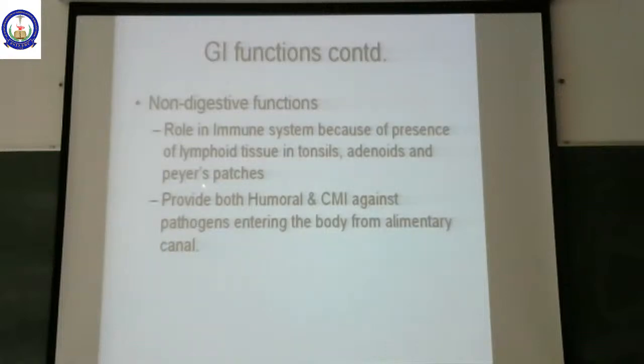This lymphoid tissue which is present in these patches in the intestine, tonsils, adenoids, will provide two types of immunity: humoral immunity and cell-mediated immunity. Humoral immunity means it is the antibody production. It will protect the body by producing specific antibodies against specific pathogens. And cell-mediated immunity means some of the lymphocytes. Okay, in the blood, in WBCs, we have lymphocytes. So some of the lymphocytes themselves fight individually with the pathogen and they provide immunity. So they provide both humoral and cell-mediated immunity against the pathogens entering the body from the alimentary canal.